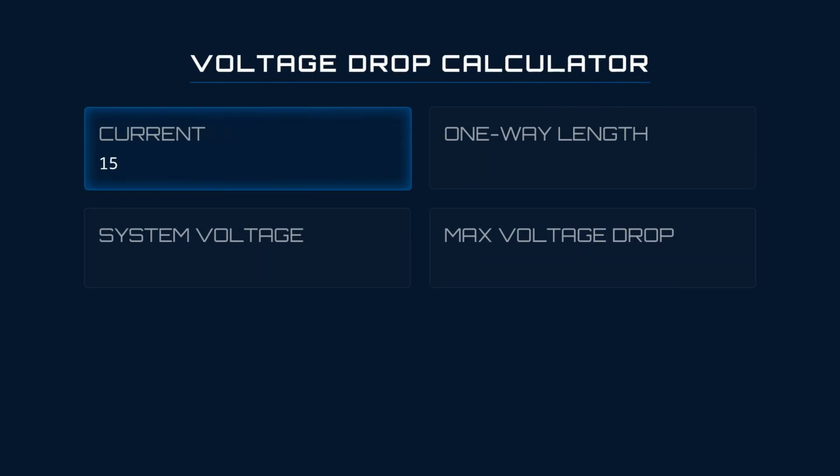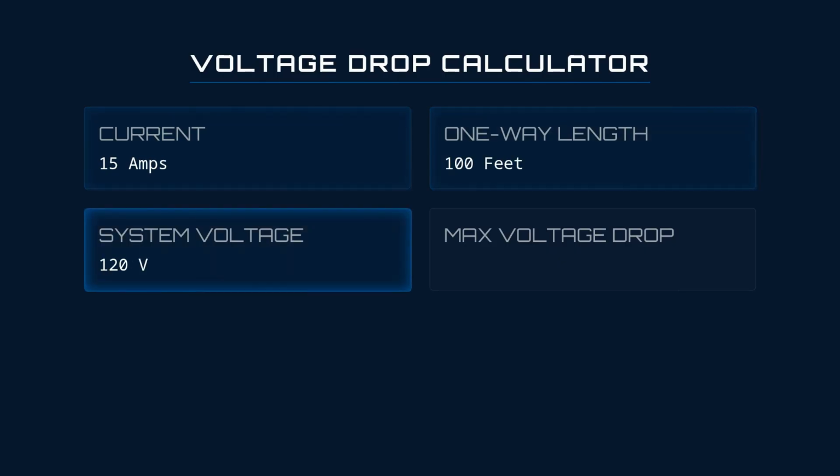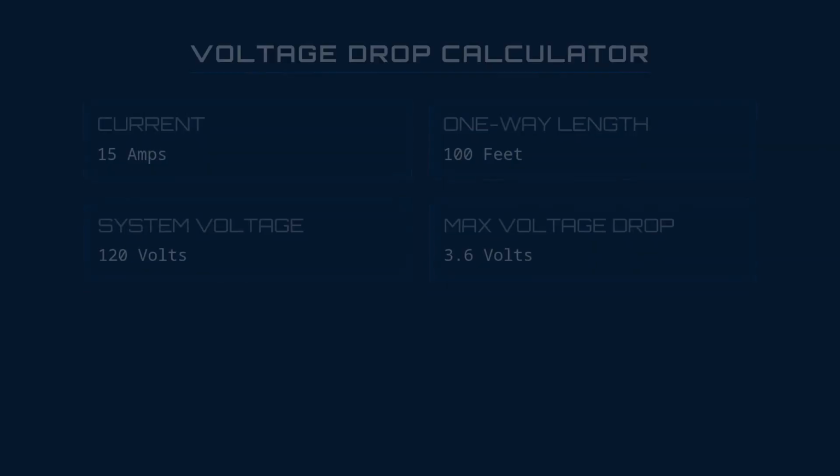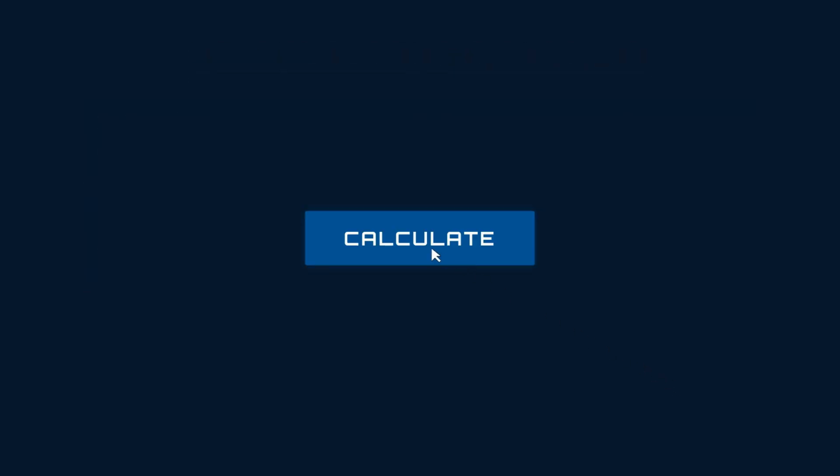I'm inputting current at 15 amps, one-way length at 100 feet, system voltage at 120 volts, and maximum voltage drop at 3.6 volts. After clicking calculate, here are the results.